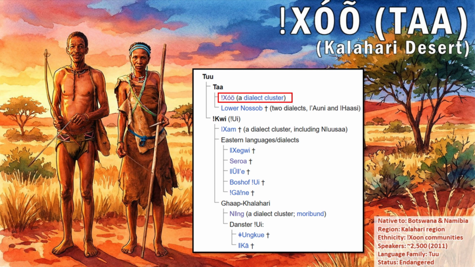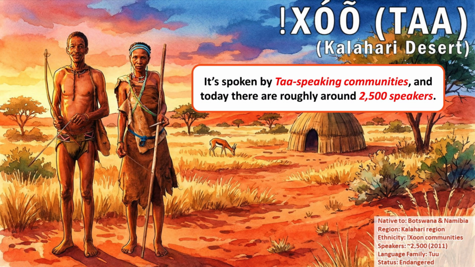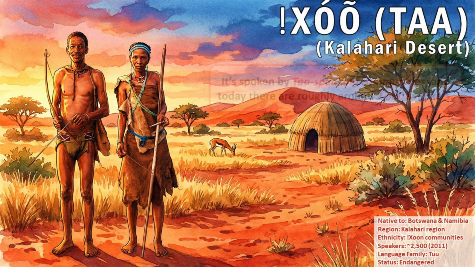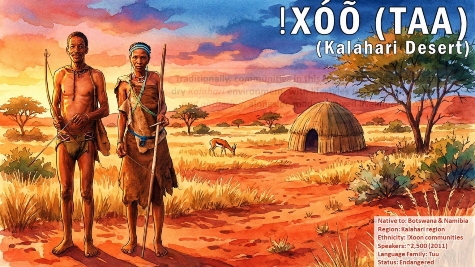First up, Xóõ, also called Taa, a click language from the Tuu language family. It's native mainly to Botswana, and it's also spoken in parts of Namibia, especially around southwestern Botswana and nearby border regions. It's spoken by Taa-speaking communities, and today, they are roughly around 2,500 speakers. Xóõ is considered endangered, simply because the speaker population is small.